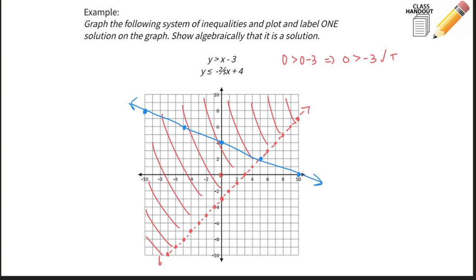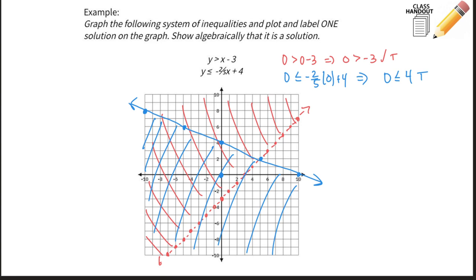Again, our test point is 0, 0. So it's going to be 0 is less than or equal to -2 over 5 times 0 plus 4. This becomes 0 is less than or equal to 4. That is also true, so I'm going to shade that side of the line.